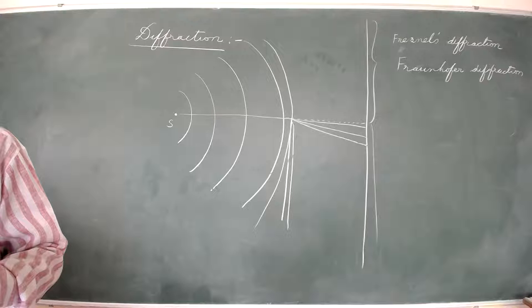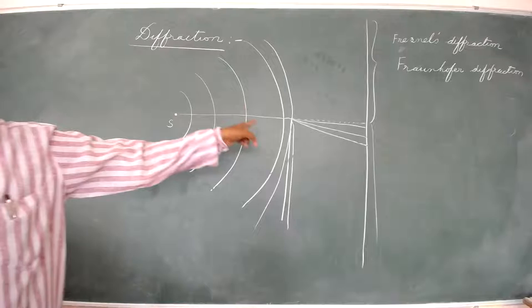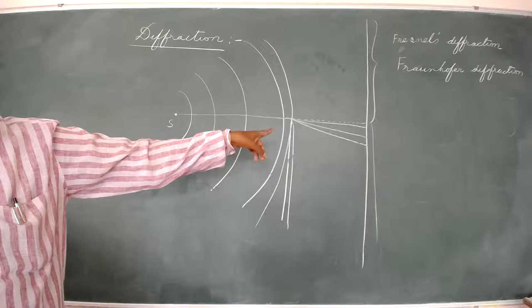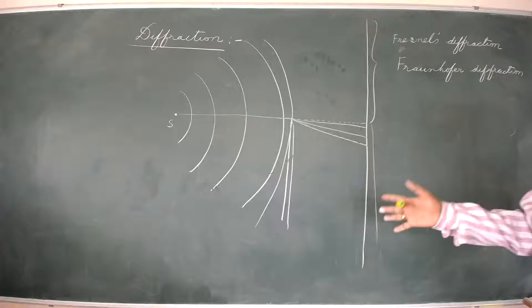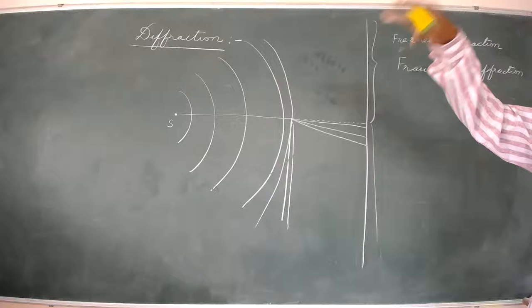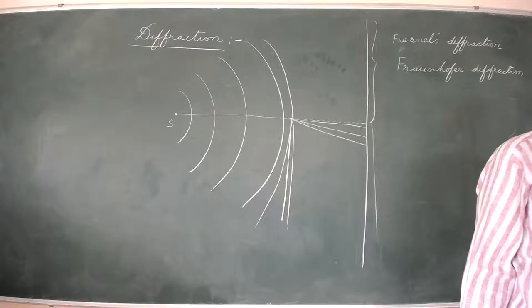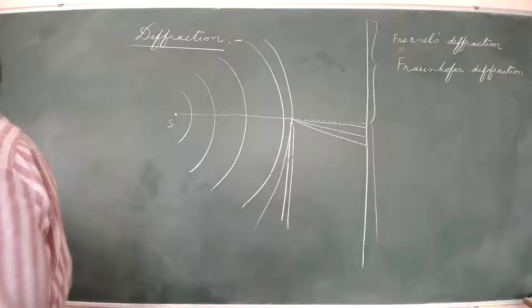In the previous case, one of the examples I took up was eclipse formation. In the eclipse formation, a number of regions we discussed. That is due to Fraunhofer's diffraction. Usually we study Fraunhofer's diffraction only. Fresnel's diffraction involves many mathematical integration steps, so at NEET or IIT level, Fresnel's diffraction is not there. At higher levels we will come across it. Now Fraunhofer's diffraction we need to discuss.